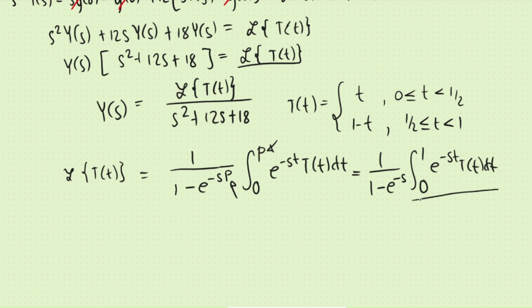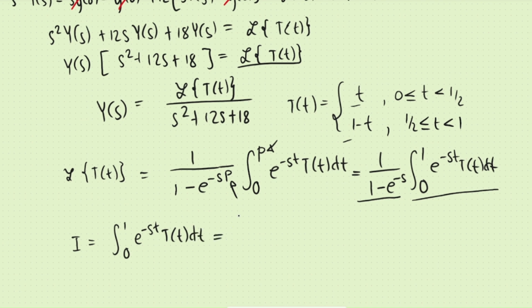But we should split this integral into two, because our T of t is a piecewise function and it has two formulas for different intervals. So let's forget about this first. Let's solve for this one first. And we'll denote this one as I, integral from 0 to 1 of e to the negative st, T of t dt.